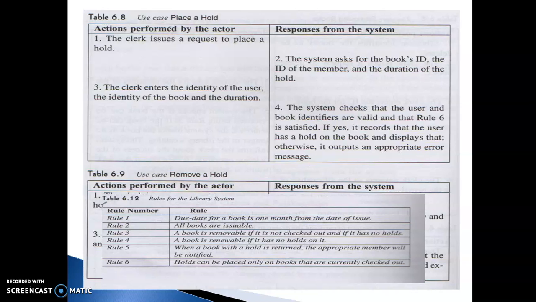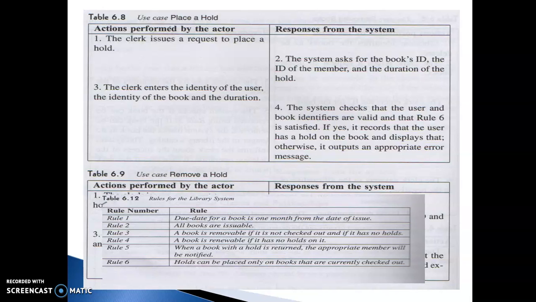The clerk enters the identifier of the user, the identity of the book, and the duration. See, there are three inputs he will give. The identity of the user he will give. Next, the identity of the book, which book you want. And next, how many days or how many months you want. That's what I told. It depends on the user, how many days he wants.